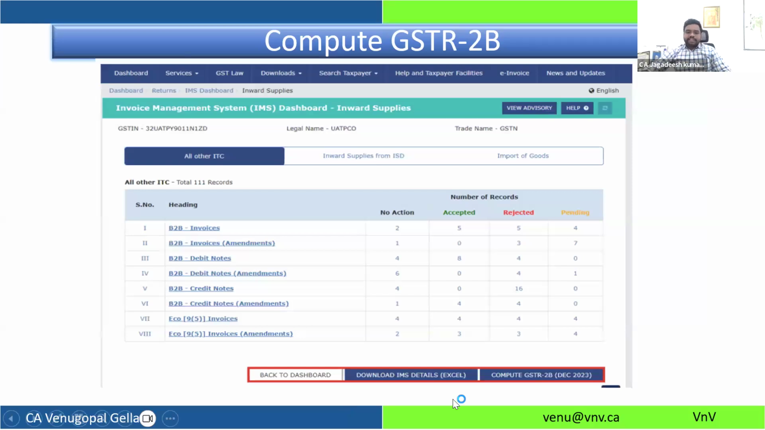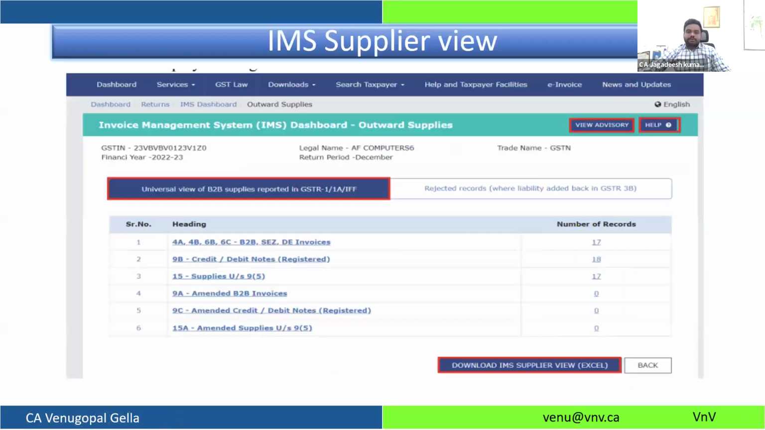So you can see here the compute 2B button. You can click it here. So IMS supply view.